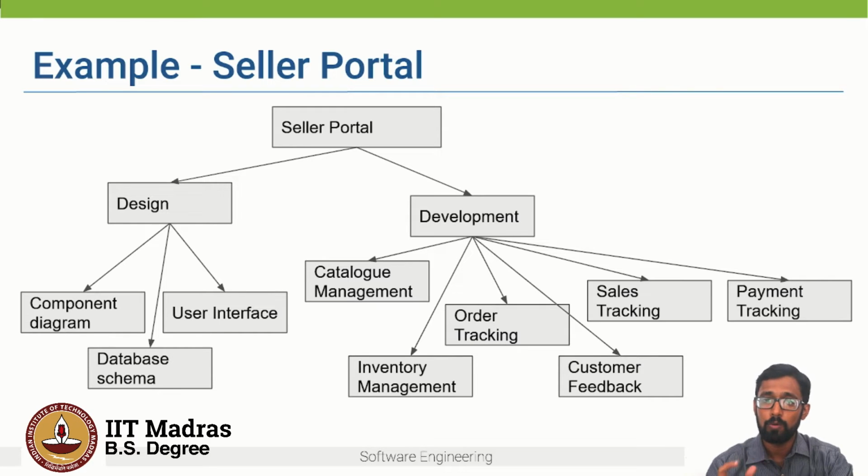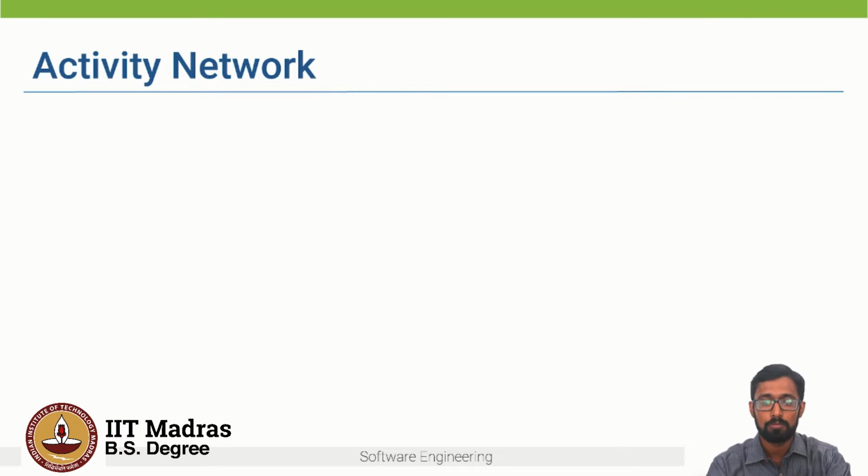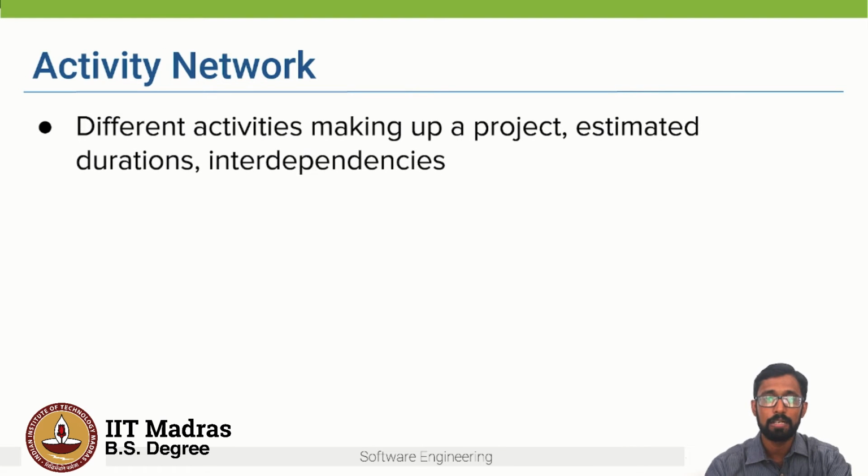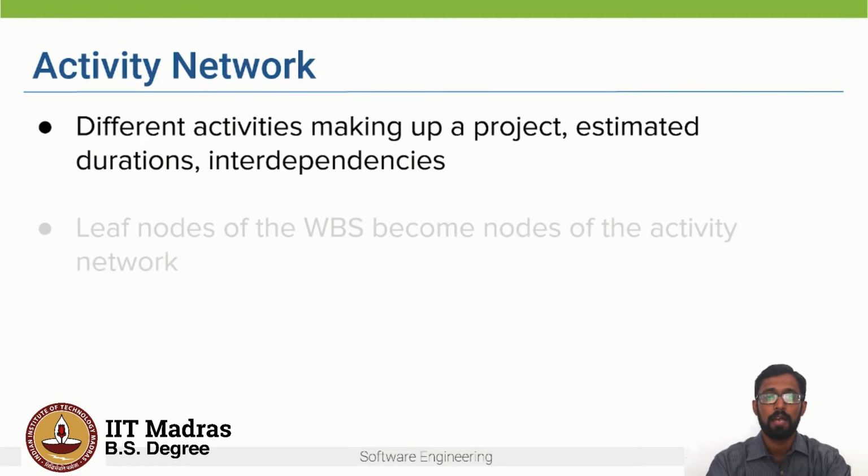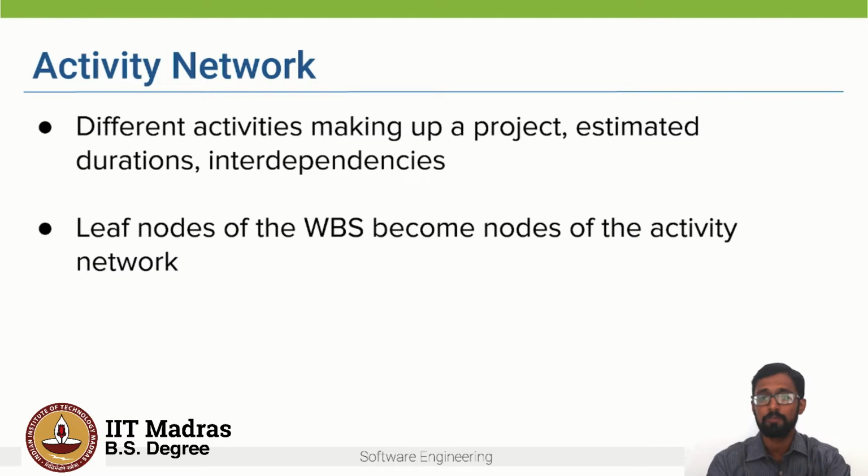So now that we know what these different tasks are, what we have to do is to create what is known as an activity network. Now that we know what the different tasks are, we have to determine interdependencies. How are these different tasks dependent on each other? What are the estimated durations? How much time will it take? All this can be done by creating what is known as an activity network. And the leaf nodes of the work breakdown structure, which we saw earlier, become the nodes of the activity network.